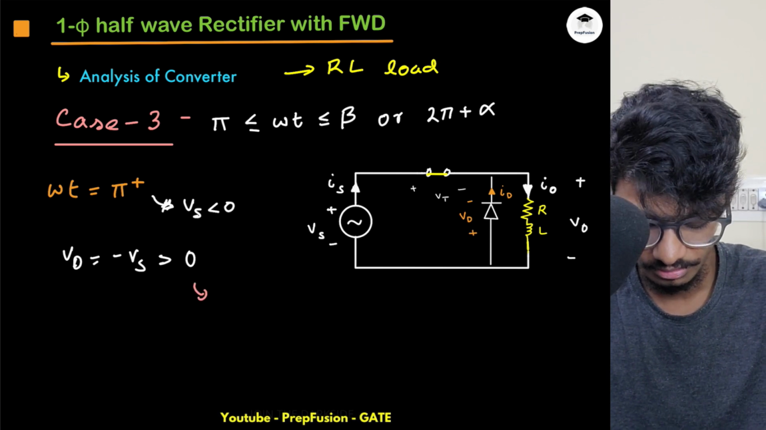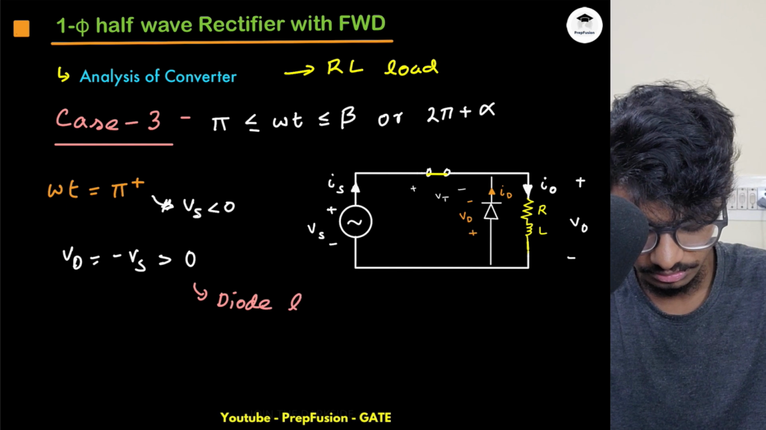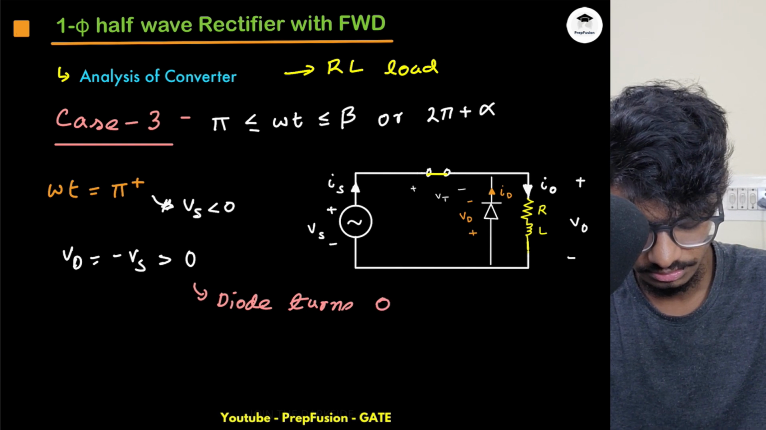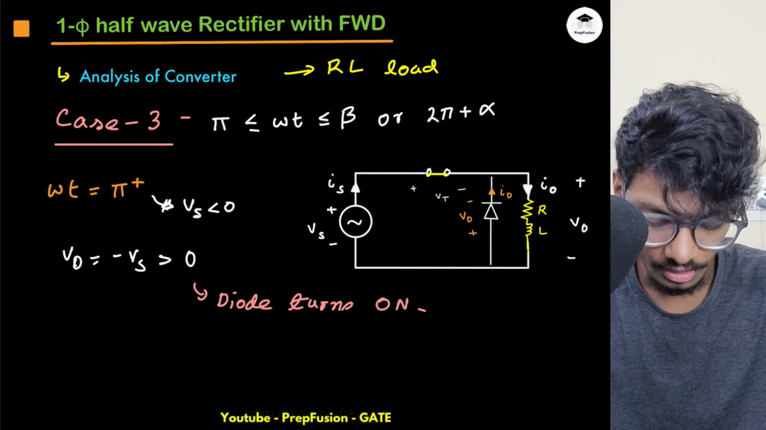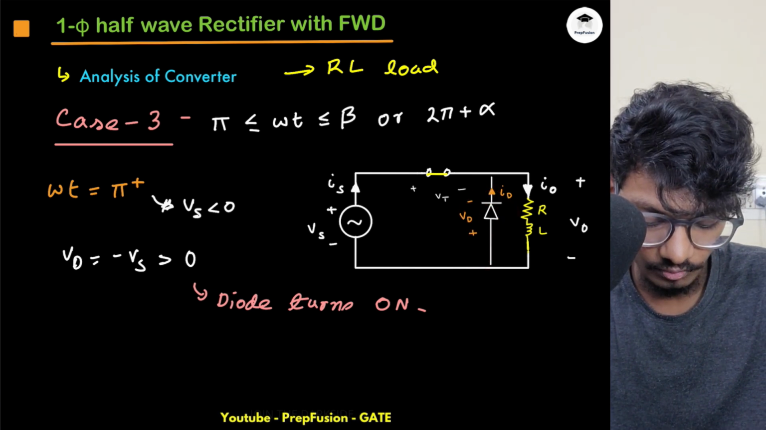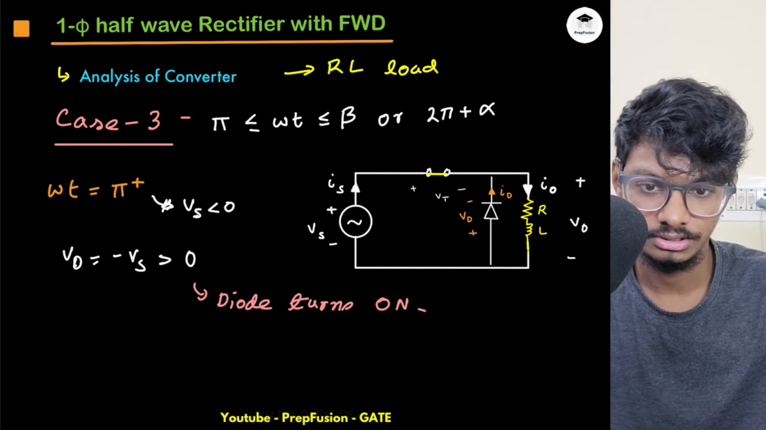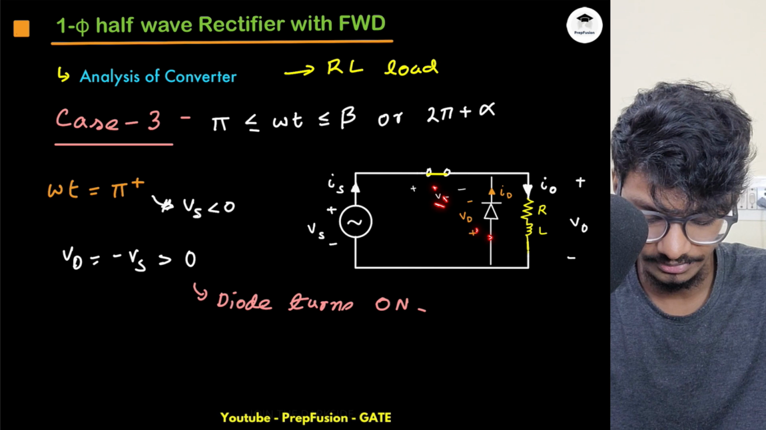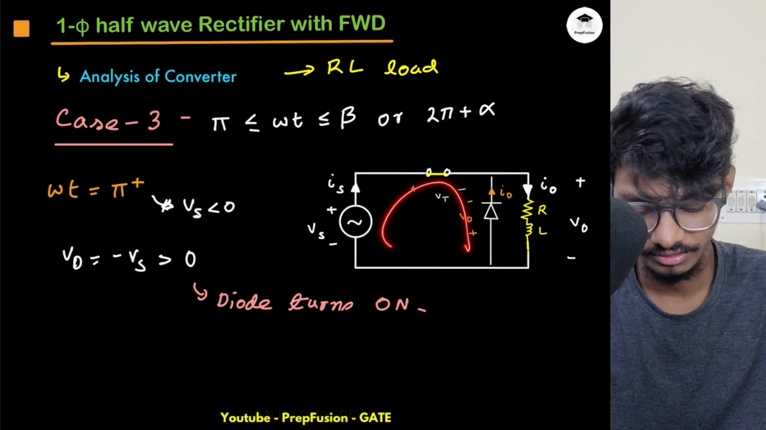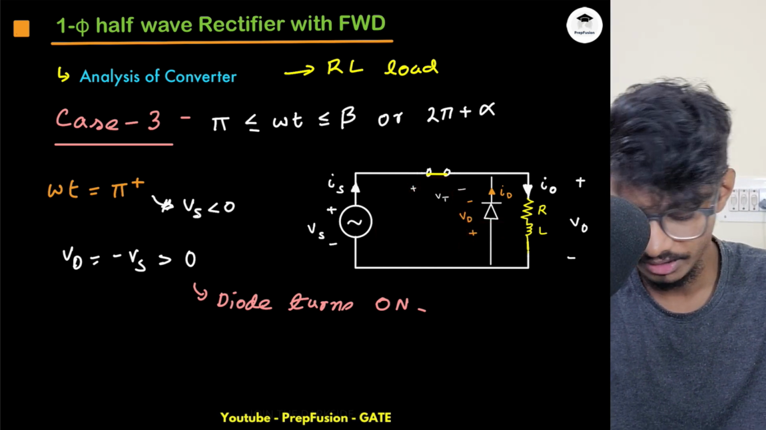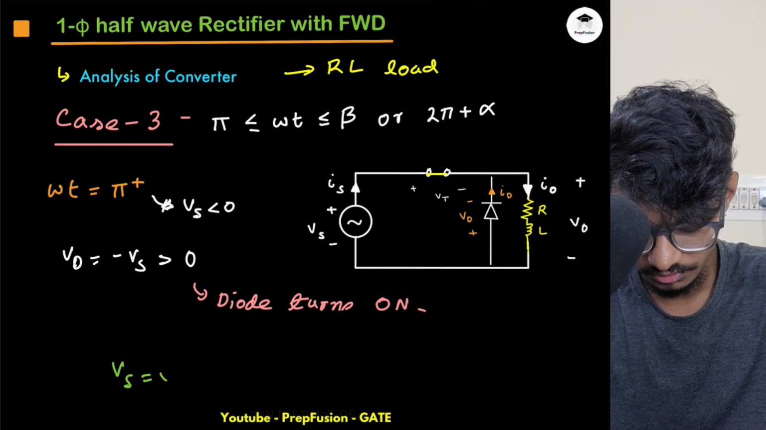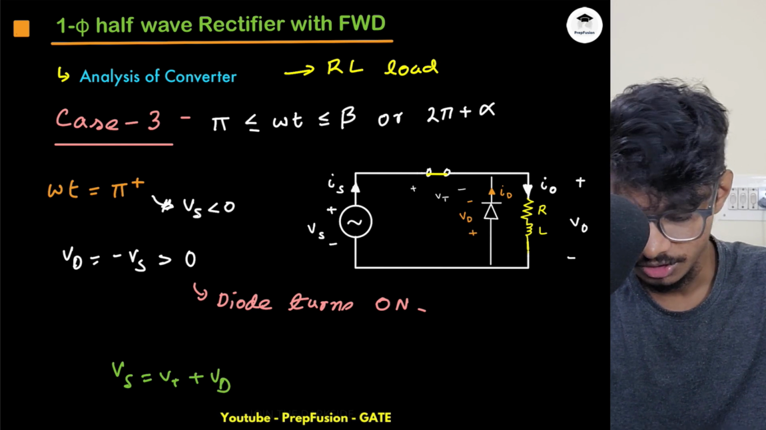The diode turns on. Okay, the diode turns on. So what will happen? As soon as the diode turns on, this will turn off. Why will this turn off? Because both of these cannot be on at the same time, because KVL will not be satisfied. If both of them are on, then you can write this as Vs equals Vt plus Vd. So both of them cannot turn on.